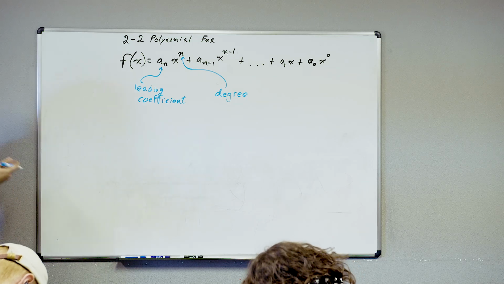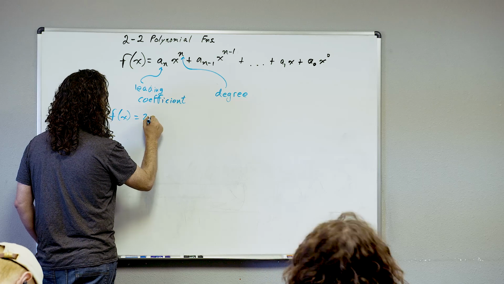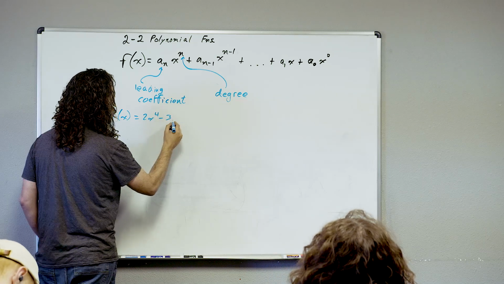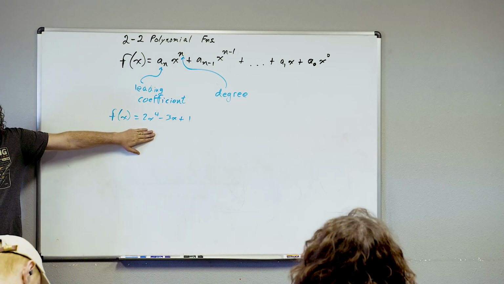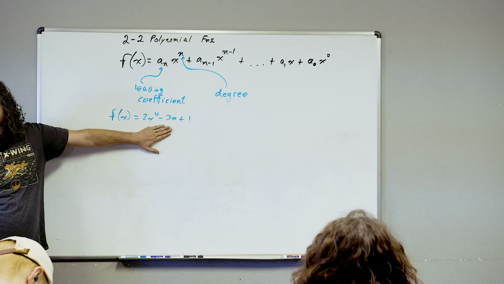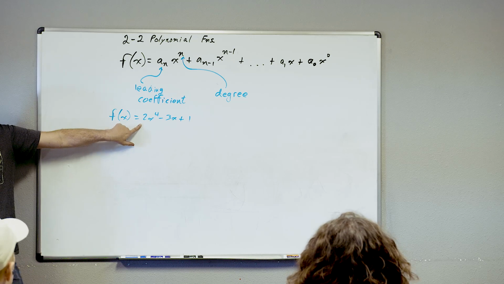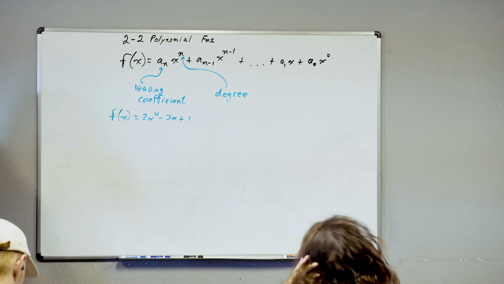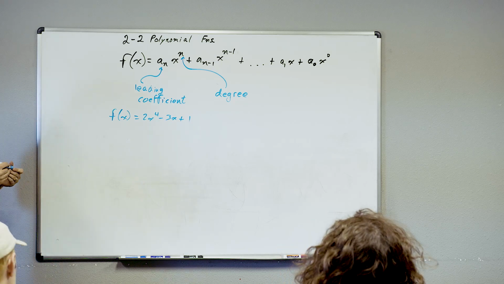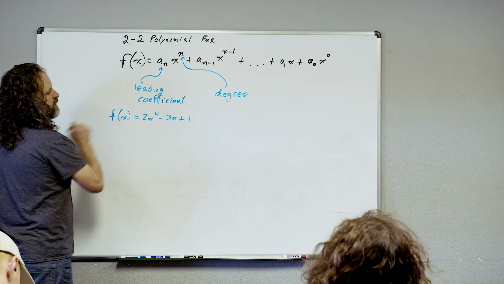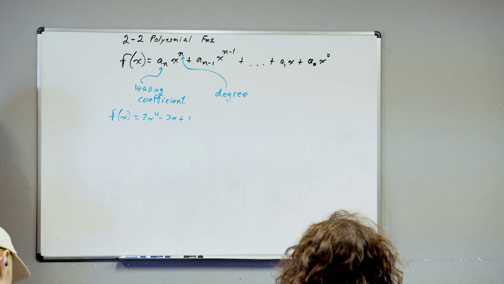If we have something like f of x equals 2x to the 4th minus 3x plus 1, this is a 4th degree polynomial. It's missing some terms, but it's still a 4th degree polynomial with a leading coefficient of 2, yeah? Making sense? The degree of 4 is the n, because the highest exponent is a 4. The highest exponent is the degree.